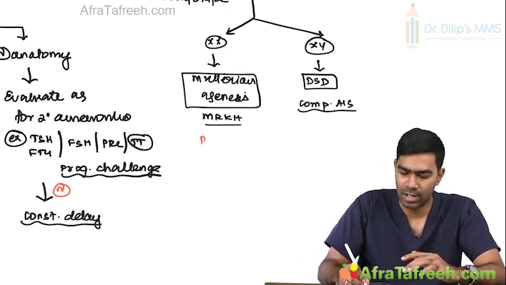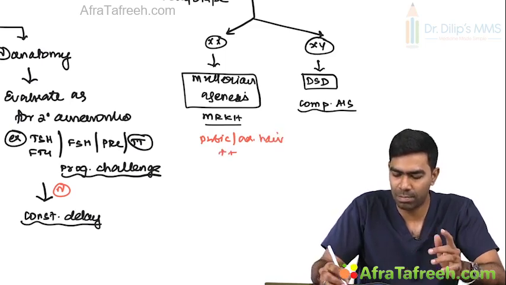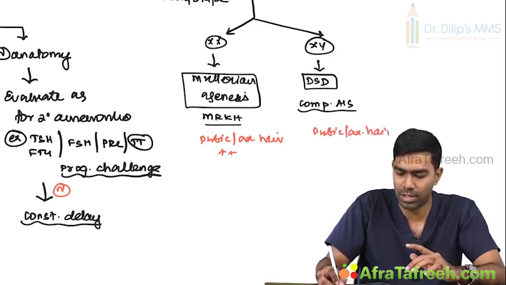Please do understand, in Mayer-Rokitansky-Kuster-Hauser syndrome, your pubic and axillary hair is supposed to be normal, which we have discussed in great depth in the last chapter itself. Whereas in complete androgen insensitivity syndrome, your pubic and axillary hair will not be present and it will be defective because of the androgen receptor resistance.